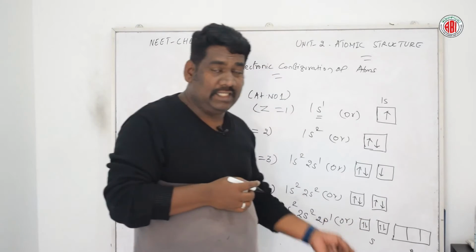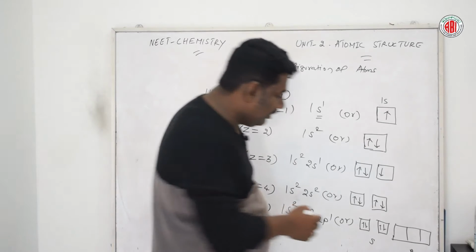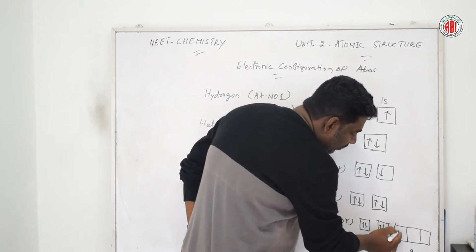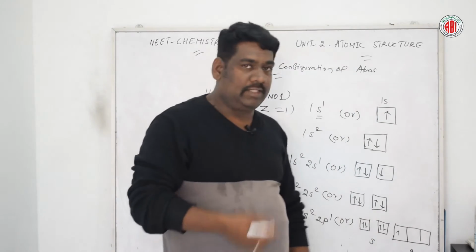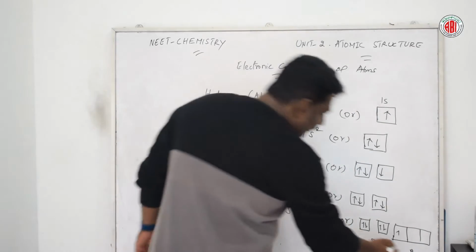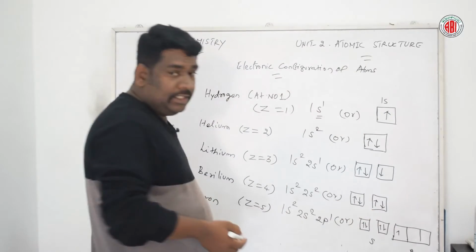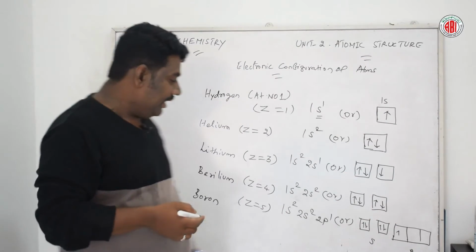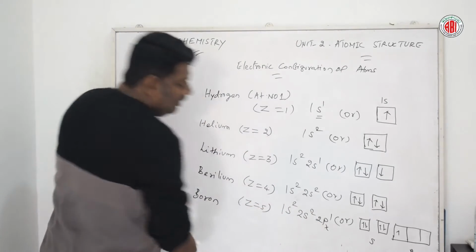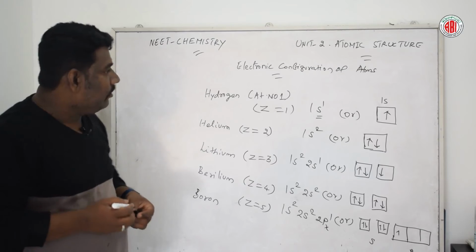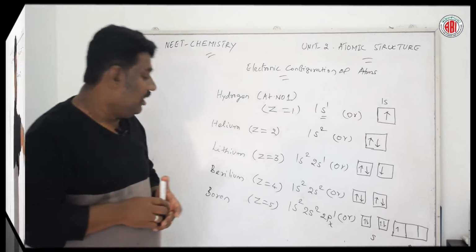The remaining one electron can be accommodated in the 2px, and the rest will be left empty because there are no electrons to be filled there. So p of x it is considered to be. This can be written as 1s2, 2s2, 2px1. By this way we can do the electronic configuration of boron.